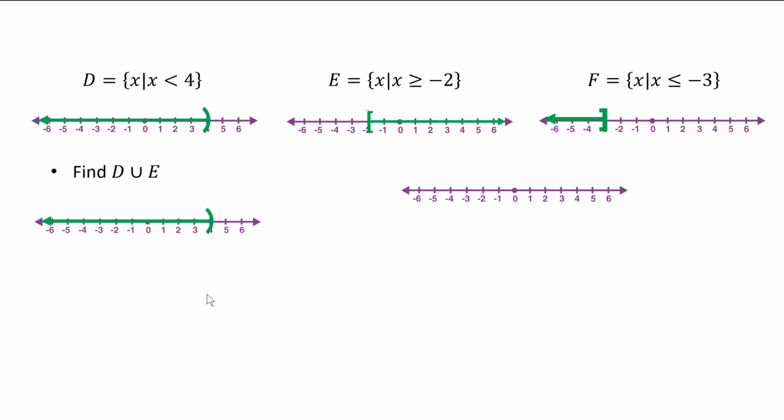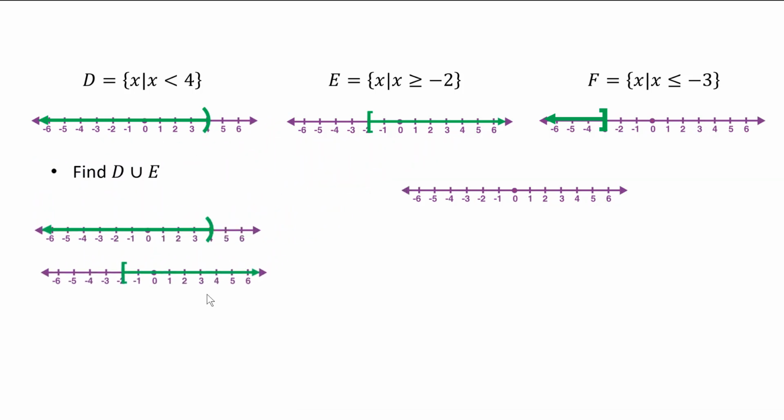And in that case, you've got all these numbers for D and all these numbers for E. And you can see that if you're going to join those two sets together and say tell me all the numbers that are in D, in E, in both of them. It doesn't matter. Just tell me all of it.